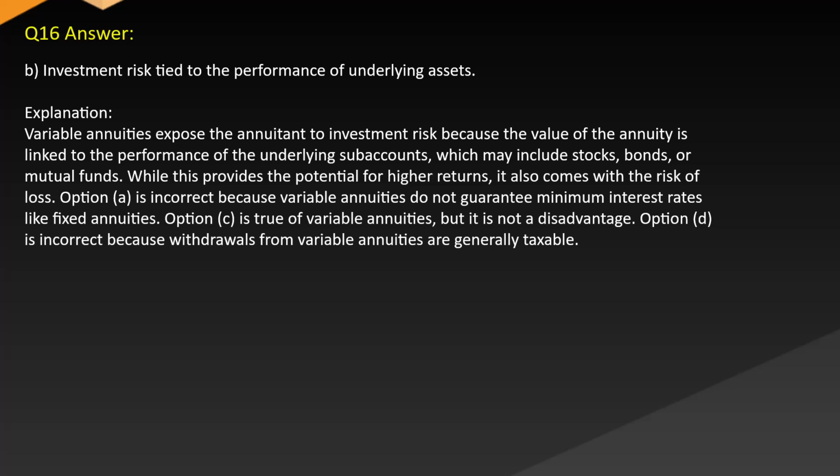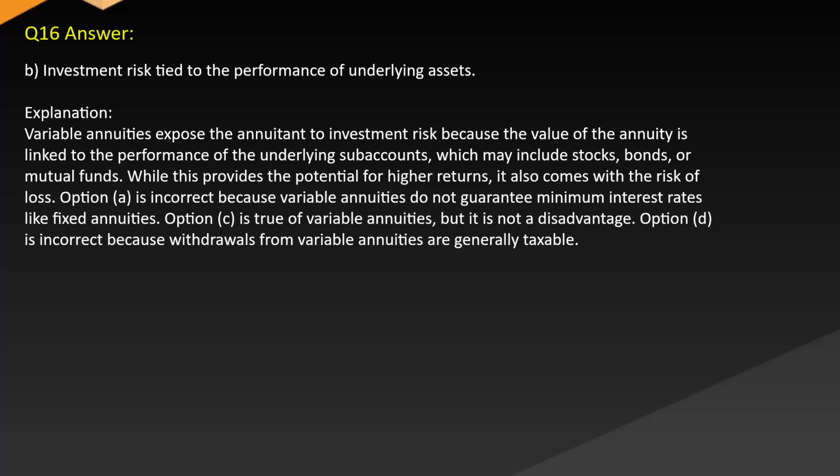Answer: B. Investment risk tied to the performance of underlying assets. Explanation: variable annuities expose the annuitant to investment risk because the value of the annuity is linked to the performance of the underlying sub-accounts, which may include stocks, bonds, or mutual funds. While this provides the potential for higher returns, it also comes with the risk of loss.